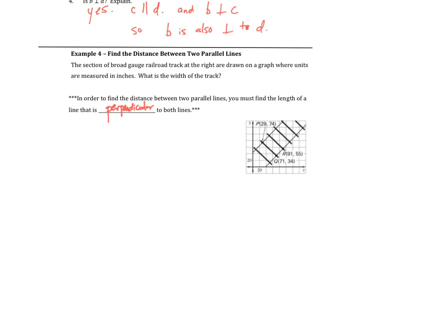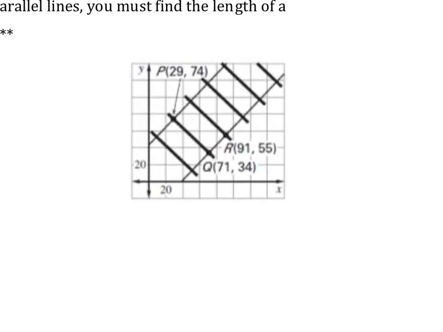So if we zoom in, we want to find a line that's perpendicular to both. So if we look right here, this line given to us, it is going to be perpendicular because of the slope. Let's do the slope of QR. The slope is Y2 minus Y1, so 55 minus 34, divided by X2 minus X1, 91 minus 71. So the slope of this one would be 21 over 20.